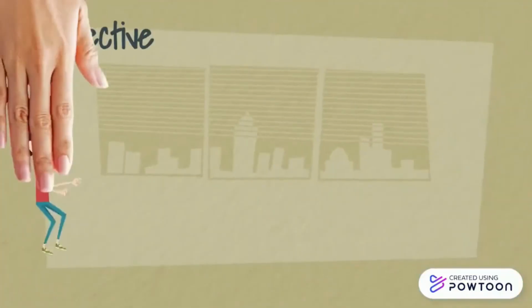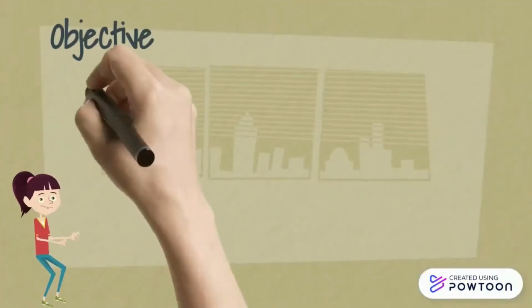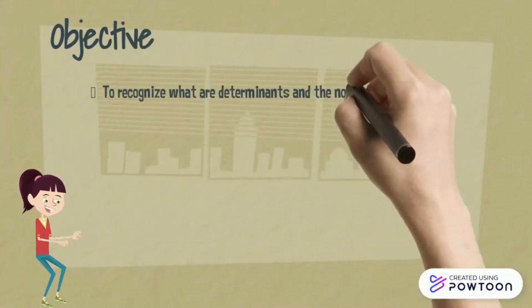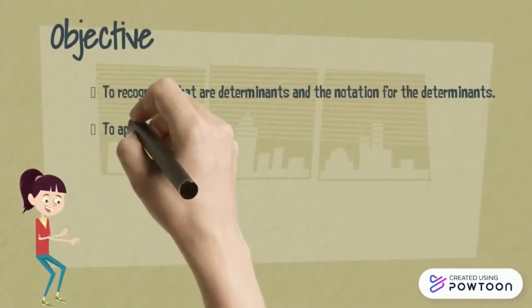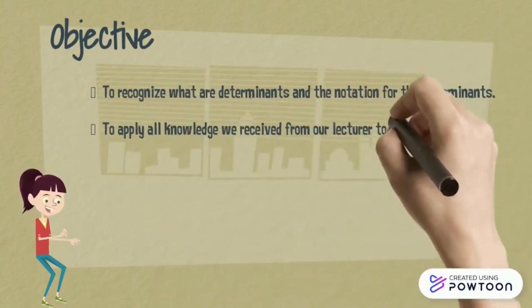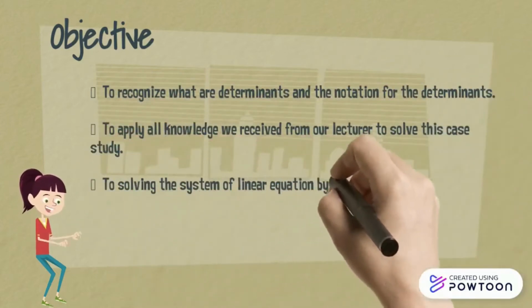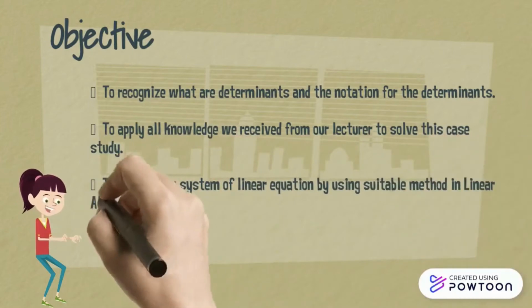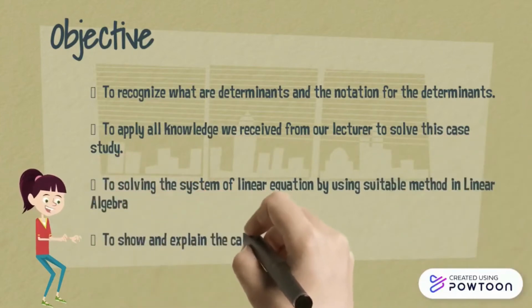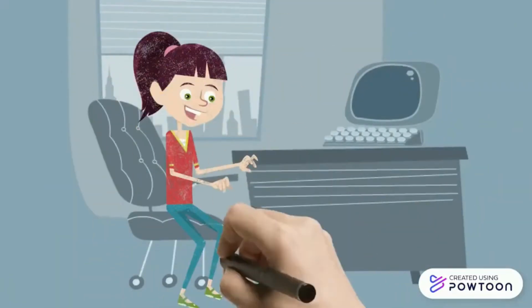So next, we move to objective. First, to recognize what determinants are and the notation for the determinants. Second, to apply all knowledge we received from our lecturer to solve this case study. Third, to solve the system of linear equations by using a suitable method of linear algebra. And the last one is to show and explain the calculation using Cramer's rule method. Next, we move to case study.